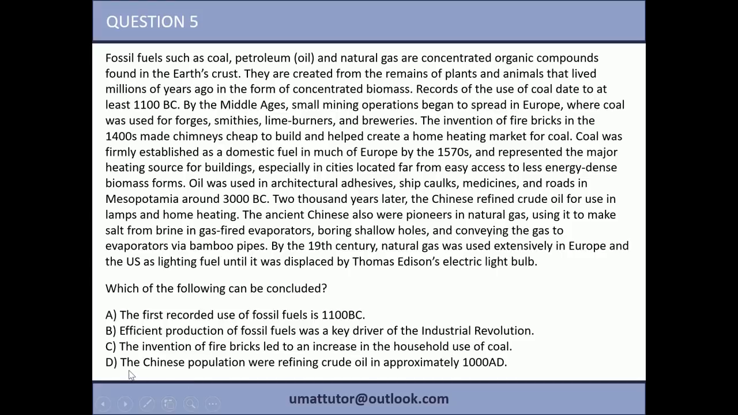Just finally, the Chinese population were refining crude oil in approximately 1000 AD. So that kind of comes back to this section here, where it talks about Mesopotamia in around 3000 BC, and then says 2000 years later, the Chinese refined crude oil. So the only trap here really is that 2000 years after 3000 BC would be 1000 BC, and the answer says 1000 AD. So that's the little trip there. Otherwise, that answer would be pretty reasonable, I think. So out of the four, C is definitely looking like the best option. So that would be the answer.